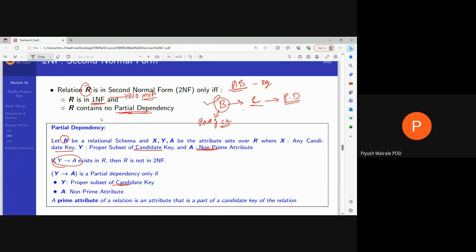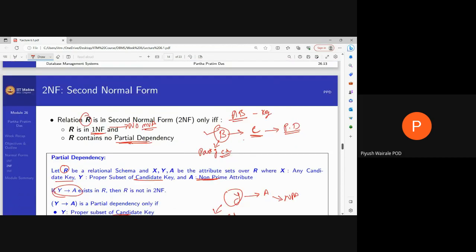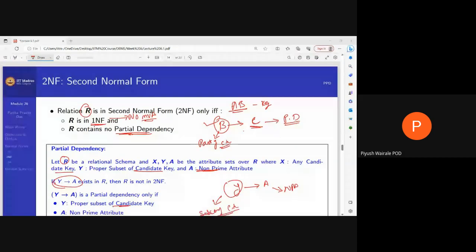Also, C is a non-prime attribute. So if Y determines A is there, if A is a non-prime attribute and Y is a subset of the candidate key, then we can say this is a partial dependency, right? If partial dependency is present, we have to remove that in order to be in 2NF. Any question, any doubt? Yes, Priyanka?